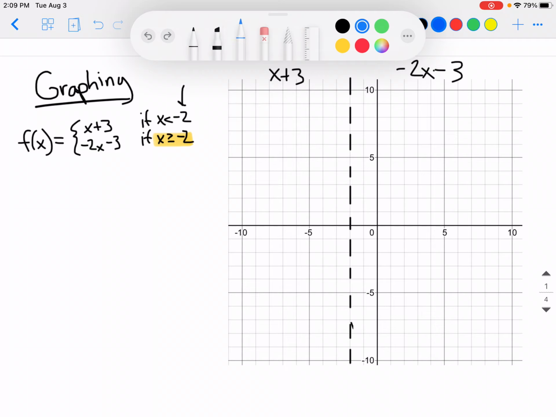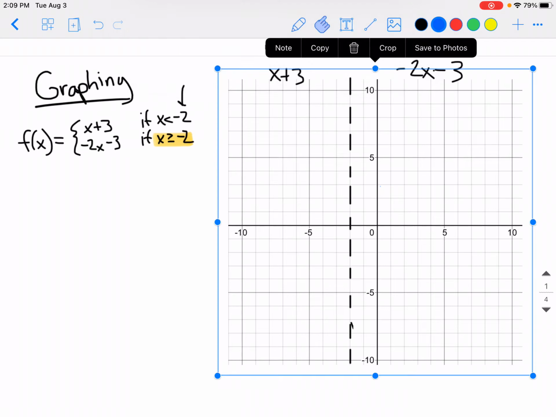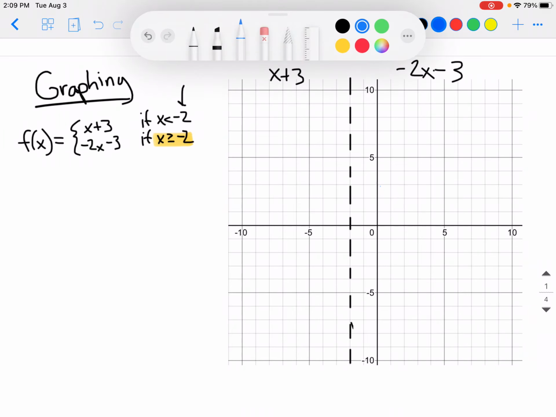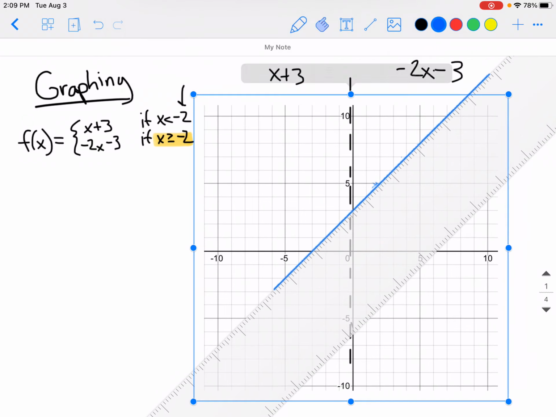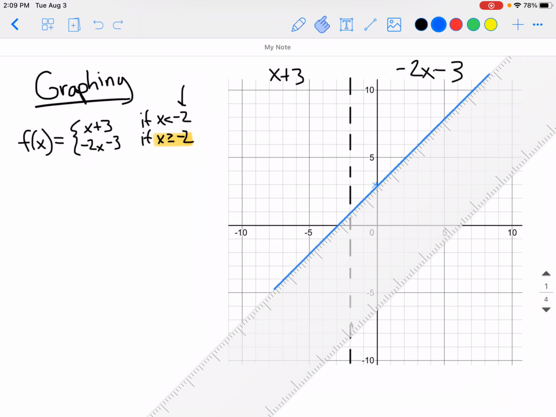And so I'm going to use the pencil here to help me with that. So let's take a look at x plus 3. I just go to 3 on the y-axis, right there. Now I'm going to go up 1 over 1, up 1 over 1, up 1 over 1. I'm going to get my ruler out, and I'm going to try to draw the graph for that. And I'm going to do it all in pencil.